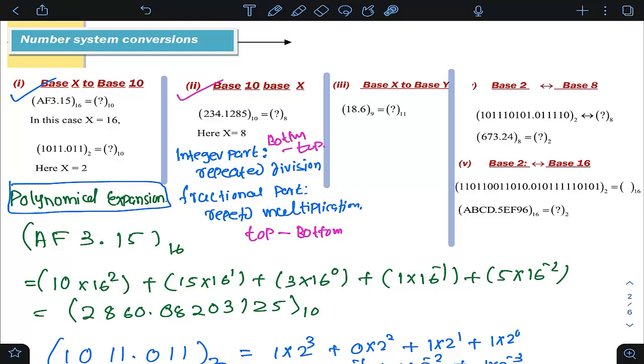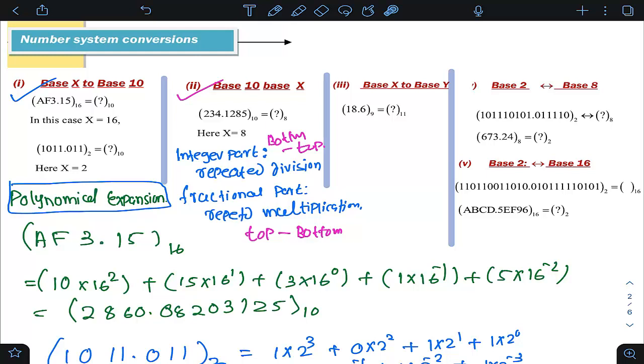Let us see the third category, that is base x to base y conversions. Here I have taken one question, students: 18.6 in base 9 is how much in base 11? The previous two categories were base x to base 10 and base 10 to base x, but here it is from any base to any other base. What is the process to be followed in such cases? You make use of base 10 as an intermediate number system. Because we know how to convert a number into base 10, or from base 10 to another number system, if you make base 10 an intermediate number system, you can solve this problem.